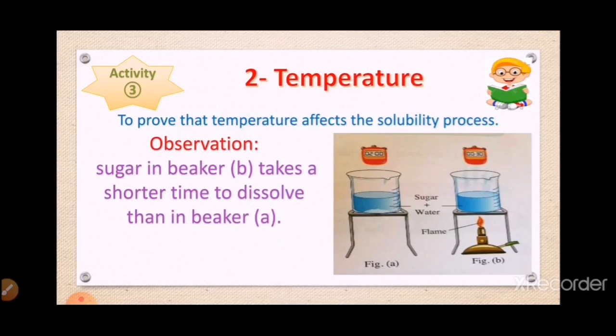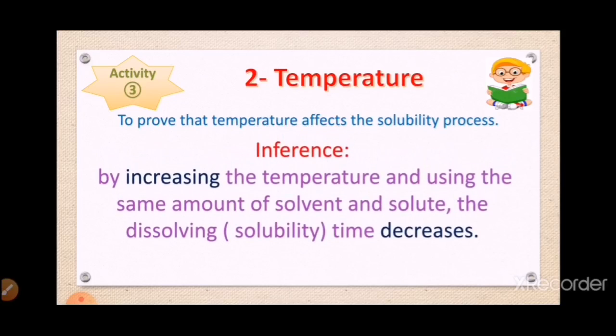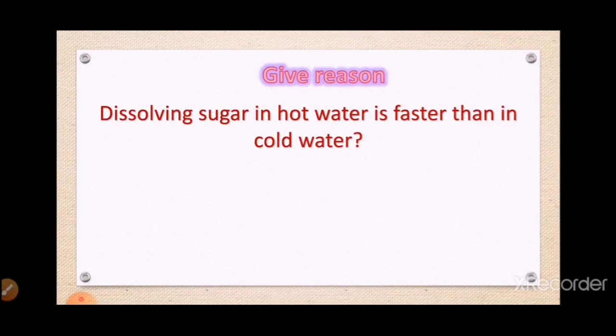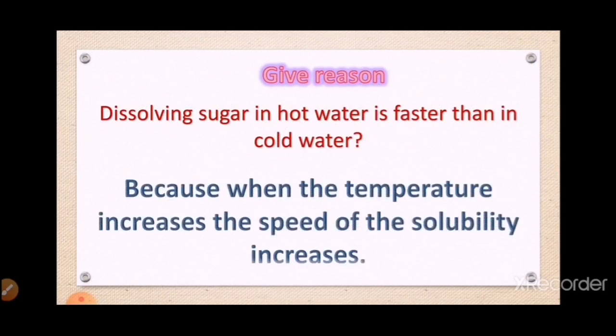We observe that sugar in beaker B takes a shorter time to dissolve than in beaker A. So we conclude by increasing the temperature and using the same amount of solvent and solute, the dissolving or solubility time decreases. So give a reason. Dissolving sugar in hot water is faster than in cold water because when the temperature increases, the speed of the solubility increases.